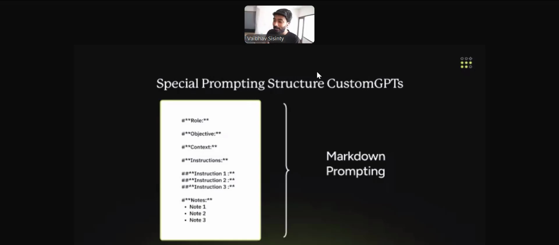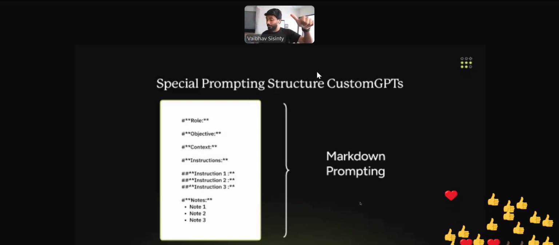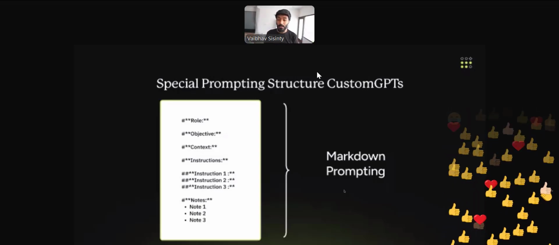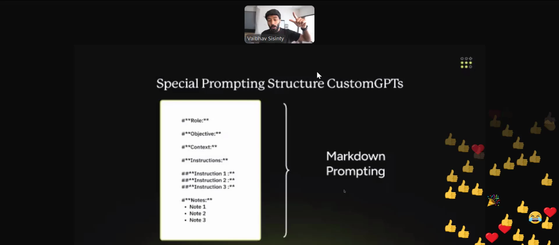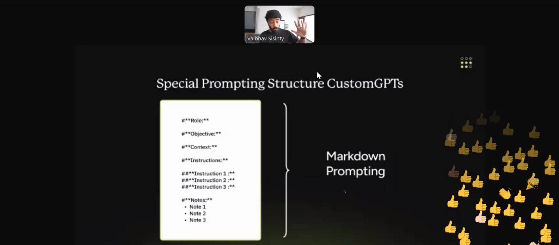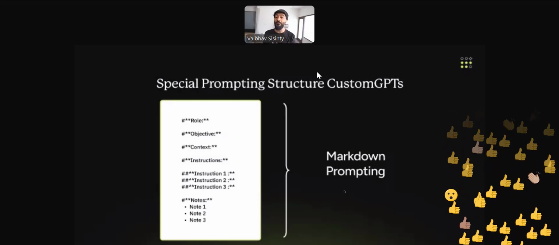Okay. Now, the special prompting structure, markdown prompting. Guys, are we all clear about this? Did you all learn how to do it and understand the markdown prompting structure? Thumbs up in the chat, guys. I want everyone to drop a thumbs up if you understood what role is, what objective is, what context is, what instructions is, what notes is, and also why we use hashtags and why we use stars.